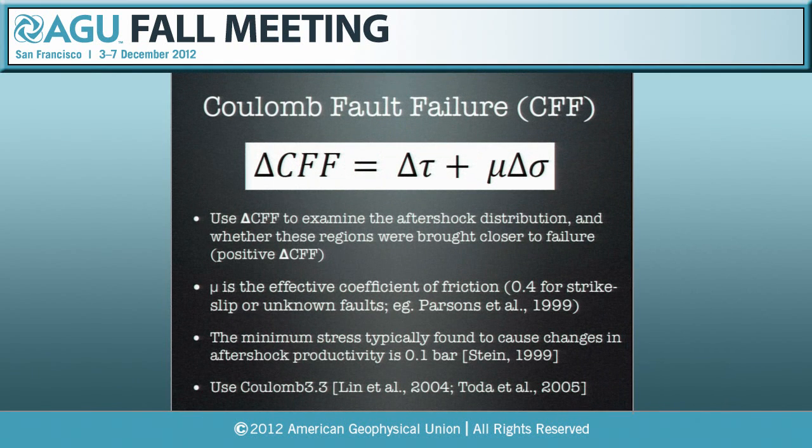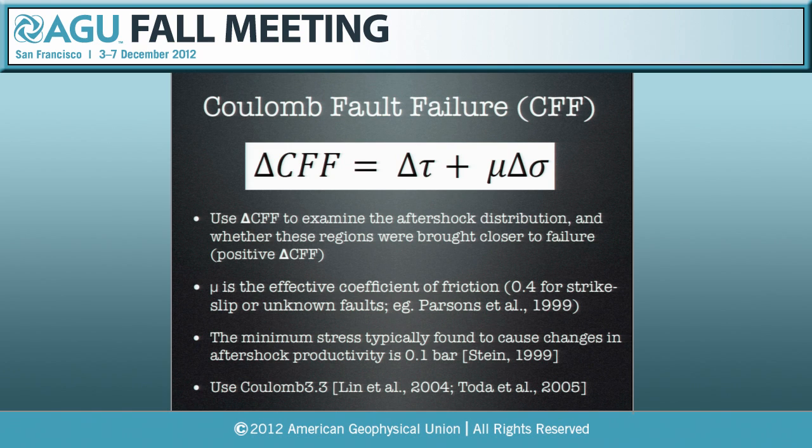So what is the Coulomb stress modeling? So Coulomb fault failure, shown here by delta, so it's a change in the Coulomb fault failure, is related to the change in the shear stress plus an effective coefficient of friction, which has the pore pressure term wrapped up in that, as well as the change in normal stress.